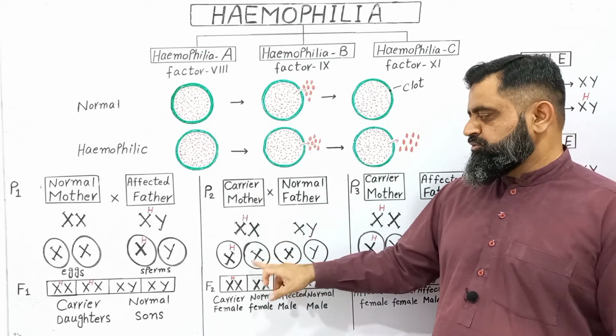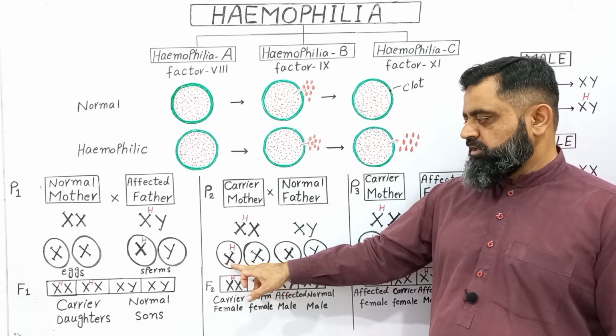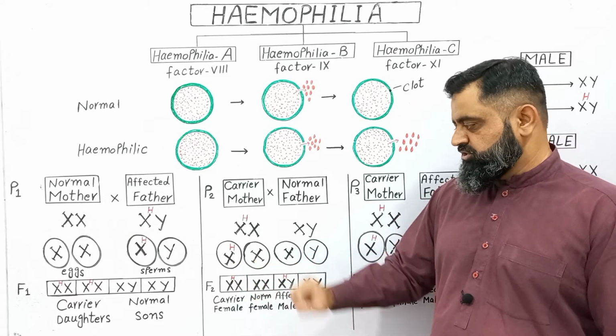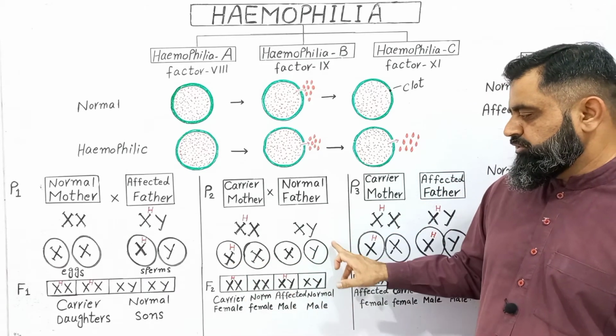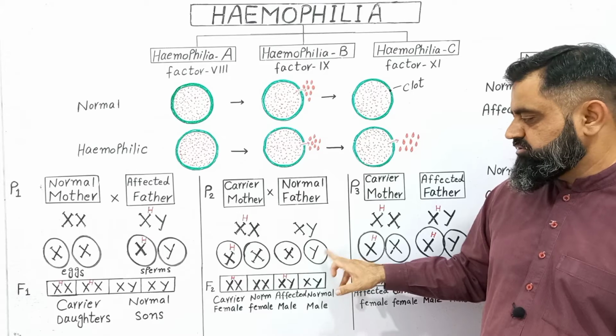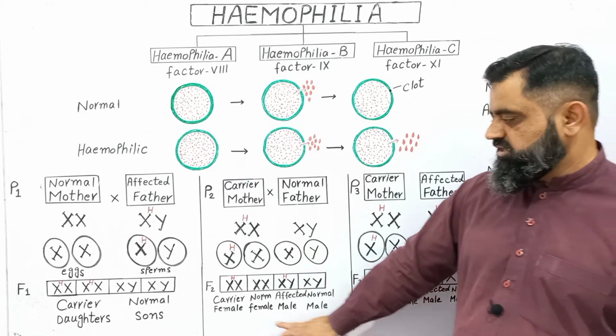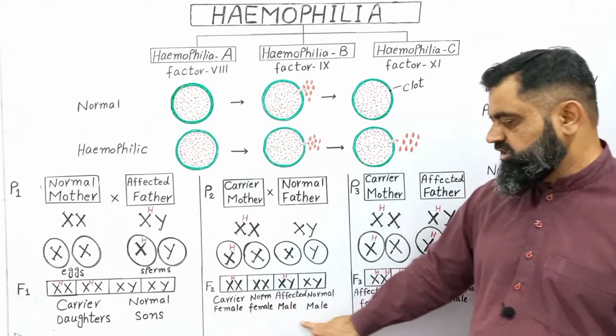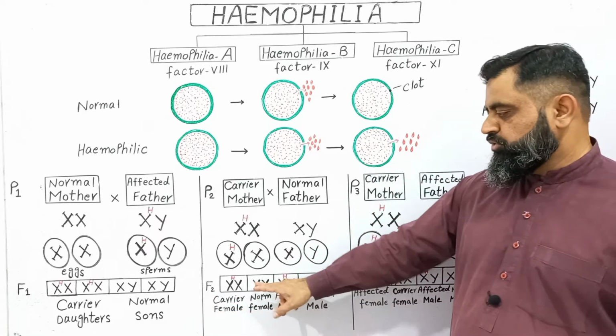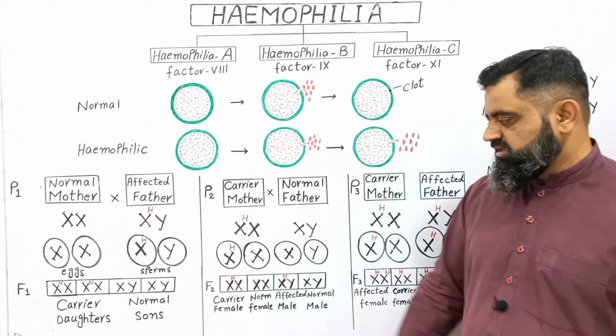Carrier mother will produce 2 types of eggs, one with hemophilic gene and one with normal gene. Father will produce 2 types of gametes, sperms, though both of the sperms are normal. So this is their F2 generation, which is progeny, and their offspring, there are 2 daughters and 2 sons.